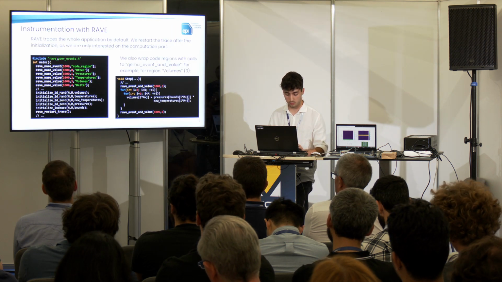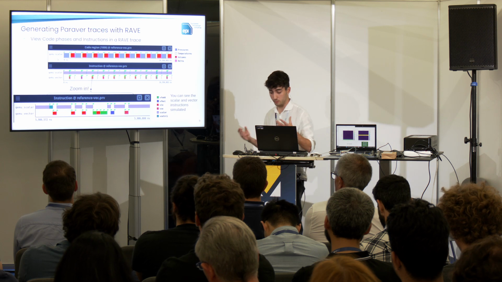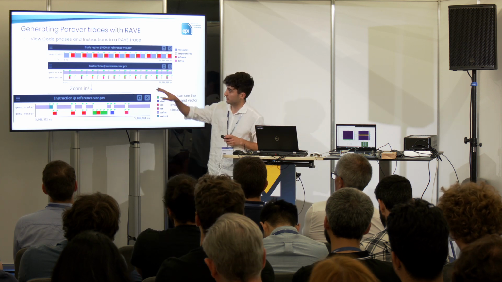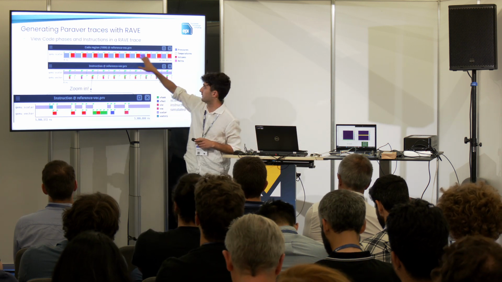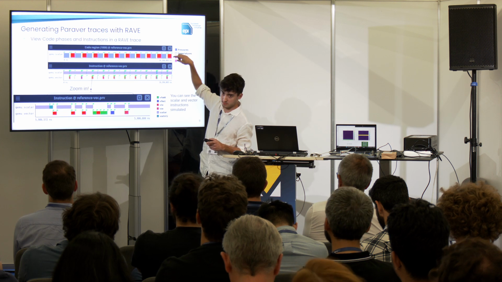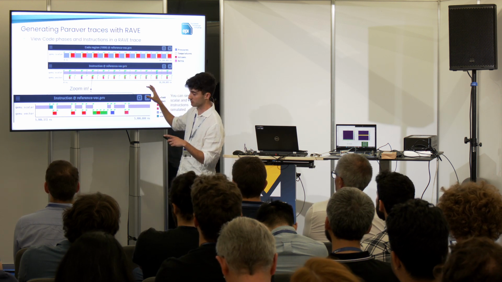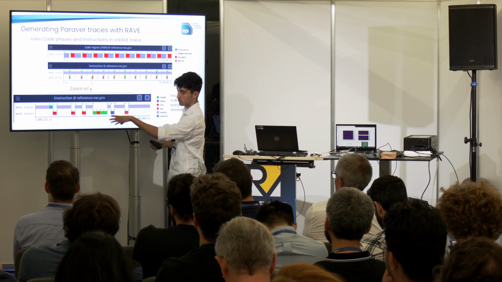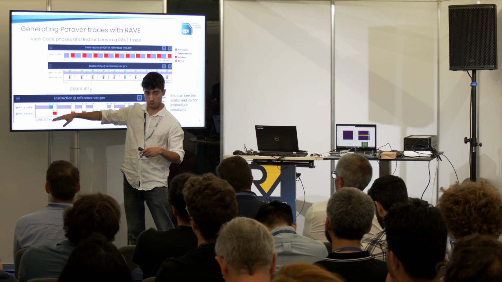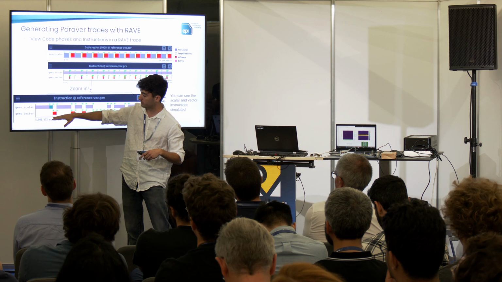What else can you do with RAVE? You can also generate traces. So here you see a sequence of the different code phases that are simulated. You can also get this kind of sequence of instructions. If you zoom in, what you get are two distinct rows, one for scalar instructions, one for vector instructions.